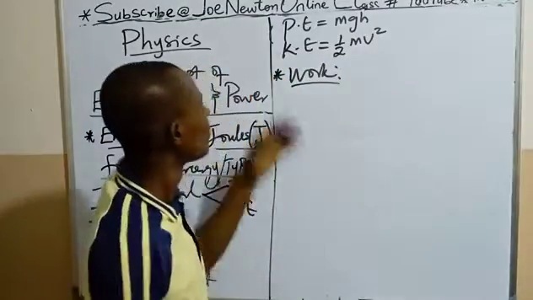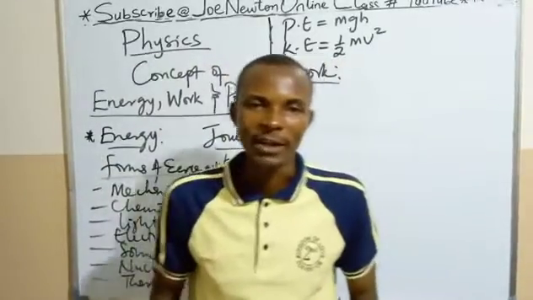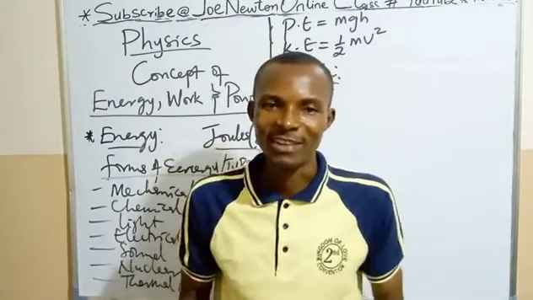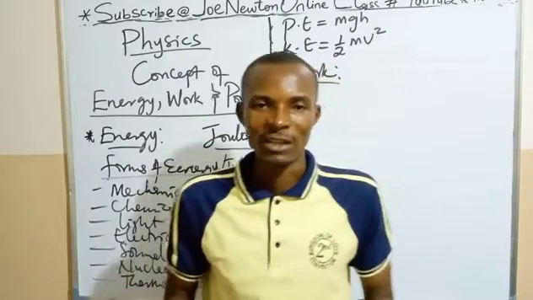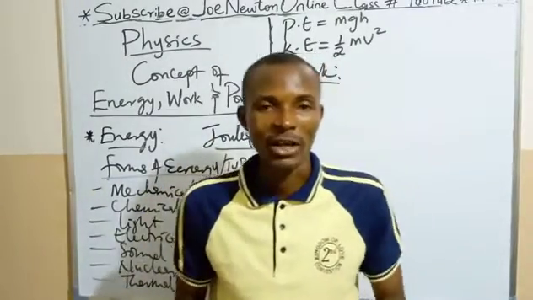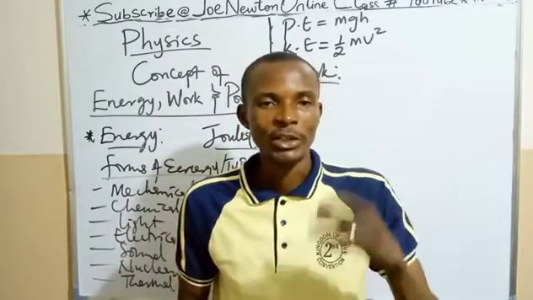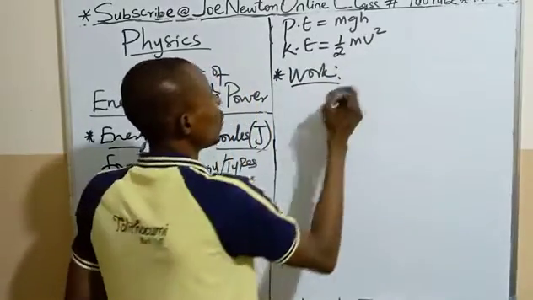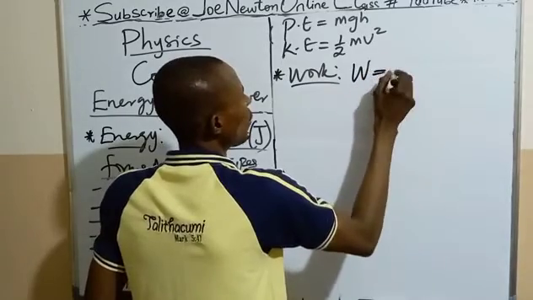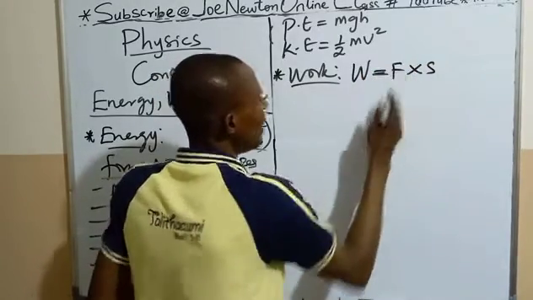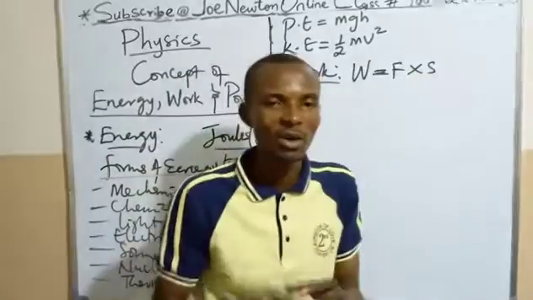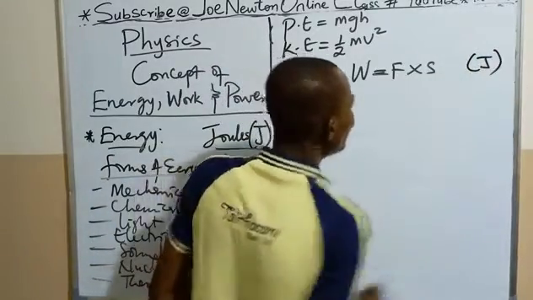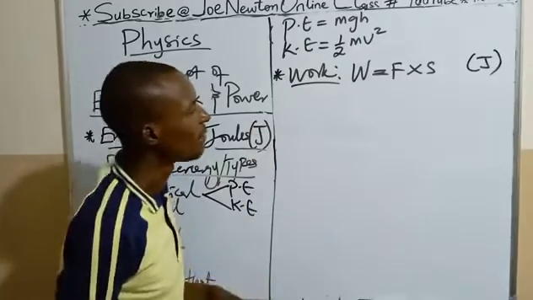That is it. Okay. Then quantitatively, we can also define work as the product of the applied force and the displacement or distance in the direction of the force. So work done can also be defined as the product of the force applied and the distance moved in the direction of the force. Mathematically, work done equals F times S, where F is the force and S symbolizes the displacement or distance in the direction of the force. That is it. The SI unit of work is also joules.